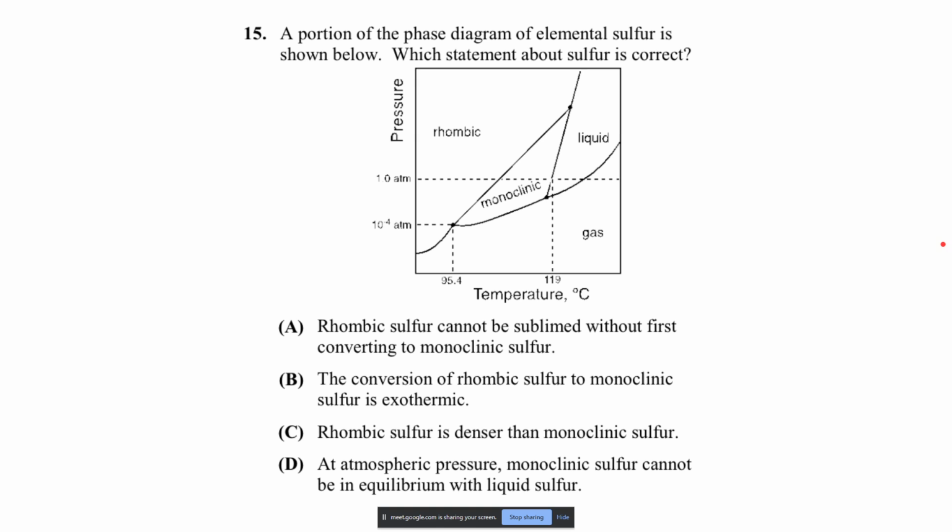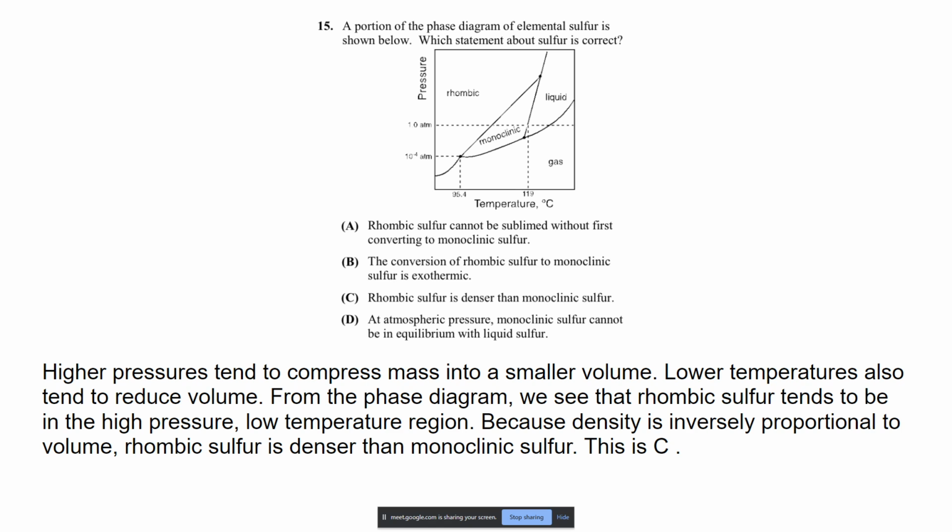Yeah, I guess we can go to the answer now. So the answer is C. If you look at where rhombic is located in the phase diagram, you notice that it's in an area of generally higher pressure and lower temperature. Higher temperature expands mass into a larger volume, and lower temperature reduces volume. Because density is inversely proportional to volume, rhombic sulfur is denser than monoclinic sulfur. So the answer is C here.